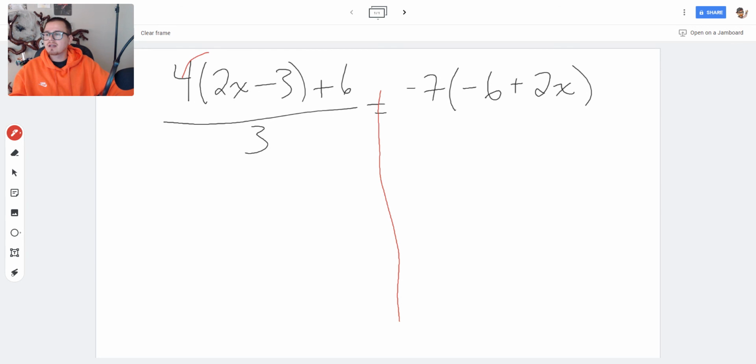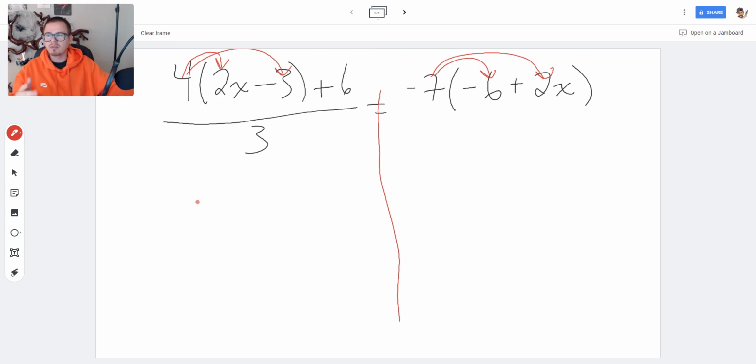So on the left-hand side, we're going to distribute the 4. On the right-hand side, we're going to distribute the -7. Now, notice that I purposely put a bunch of negative signs. We got some smart kids in class. So watch your signs. So 4 times 2x minus 3.